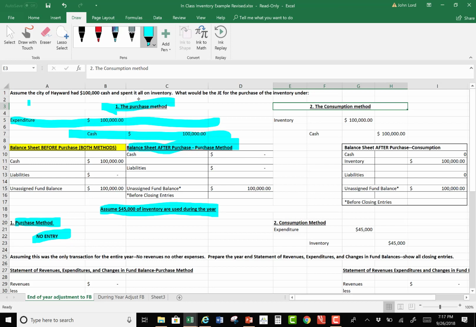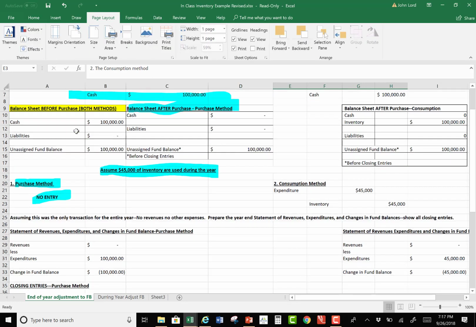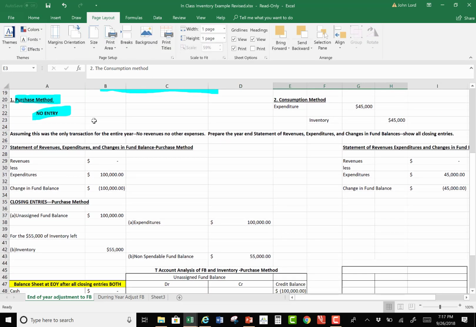So there's no journal entry when you actually use the inventory. Okay? Now, I come down under the purchase method, and I make up my statement of revenues, expenditures, and changes in fund balance for the purchase method. Assuming that was the only transaction, I would have revenues of 0. I'd have expenditures of 100,000, wouldn't I? And I'd have a change in fund balance, which is negative, like a loss, of 100,000.